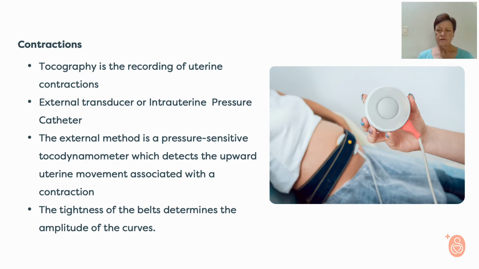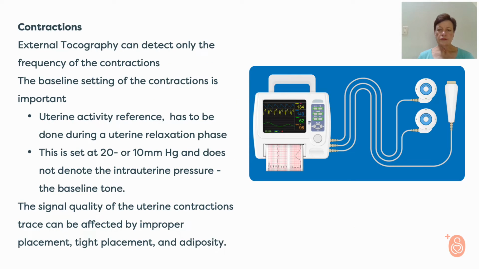Now, if we go on further to the contraction part, what is very important is that the external tachograph can only detect the frequency of the contractions accurately. With the internal method, the internal uterine pressure catheter, it's much easier, and I will explain that in just the next slide, a little bit more in detail.